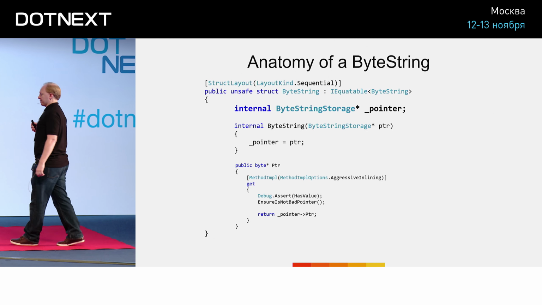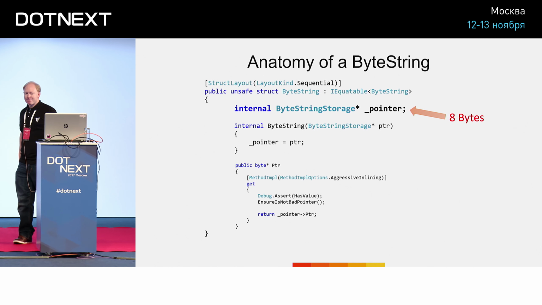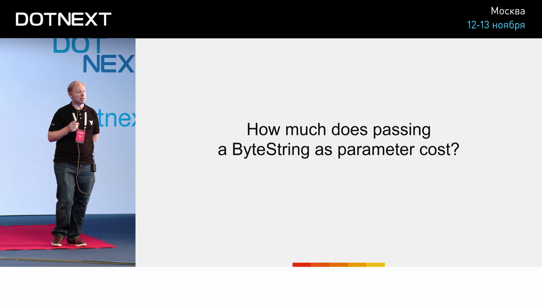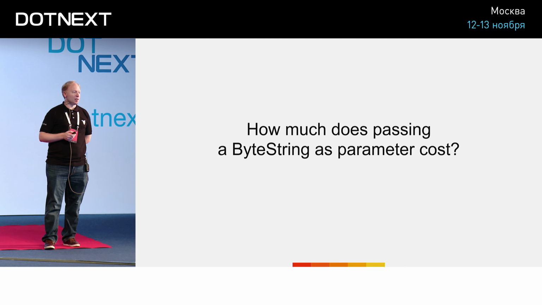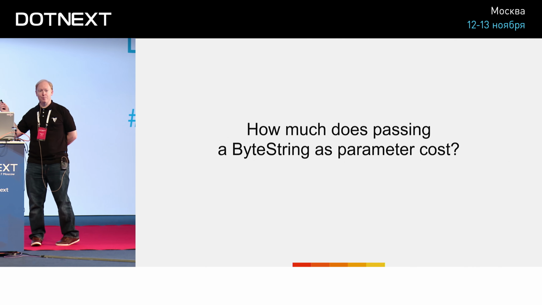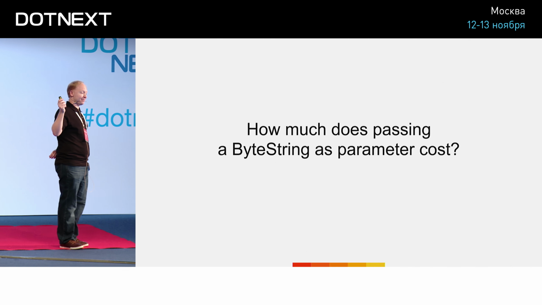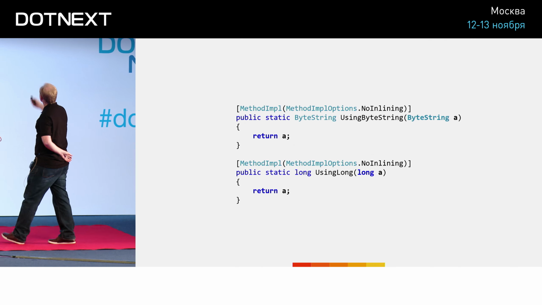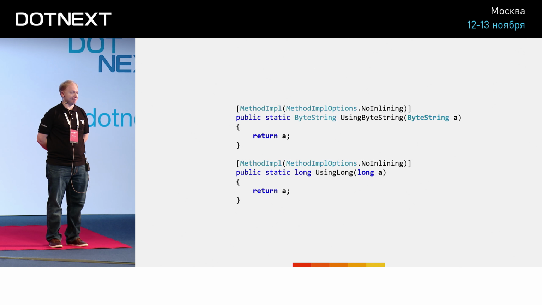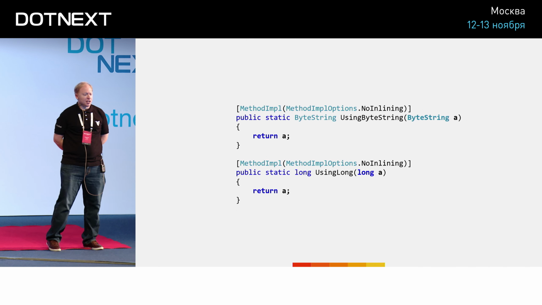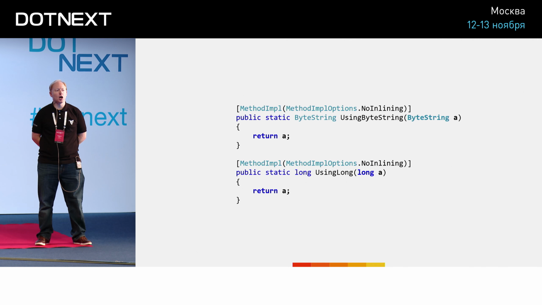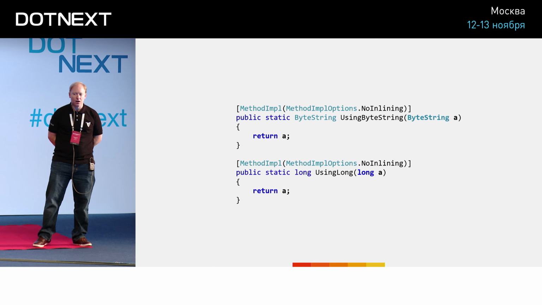But a question remains: how much does it really, really, really cost to pass this as a parameter? The better way to figure this out is to actually do the experiment. This is what everybody in the performance field does. We experiment. So let's say that we have this. We are taking a byte string, A, and we are just returning it. Essentially nothing. We are just telling the just-in-time compiler that it is not allowed to inline this method, because we want it to be called to actually understand what the cost is.